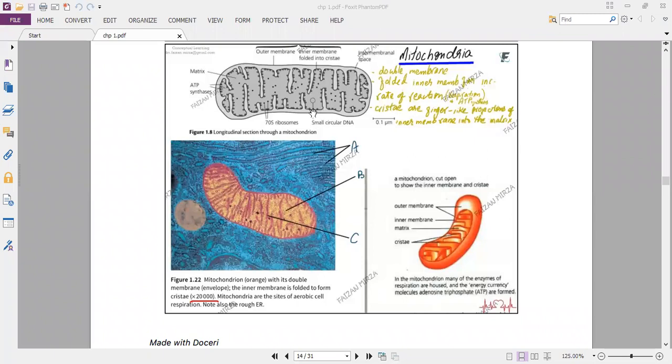This is a small circular DNA, and this small circular DNA will have the genes that the mitochondria would need. What are genes? Genes are just segments of DNA that code for a certain polypeptide. So mitochondria will need several polypeptides and proteins for its functionality, and all these will be delivered to it by this small circular DNA.